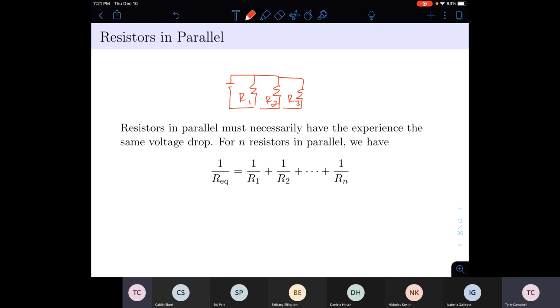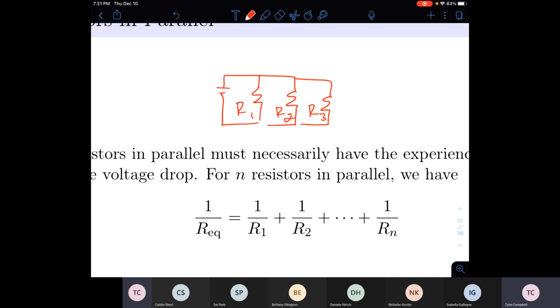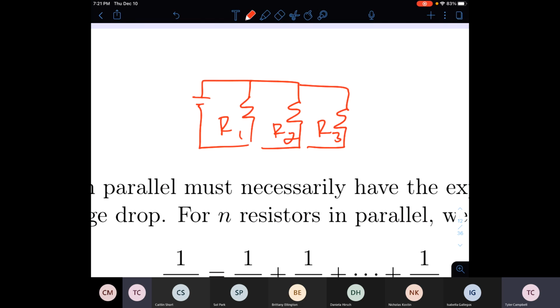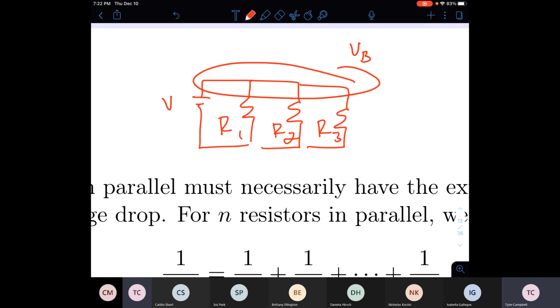But parallel resistors would see the same voltage, right? In the sense that this whole top wire here is at some voltage, the voltage of the battery, let's say. And this entire bottom wire here would be at 0 voltage, right? So that's what we say: things that are in parallel see the same voltage. They're between the same two nodes, right?